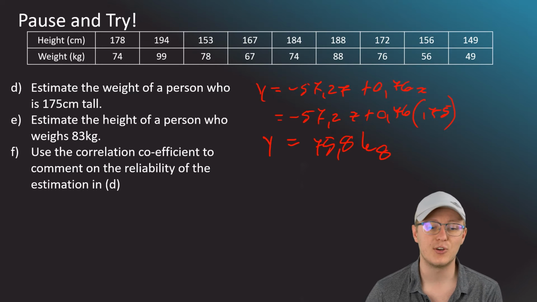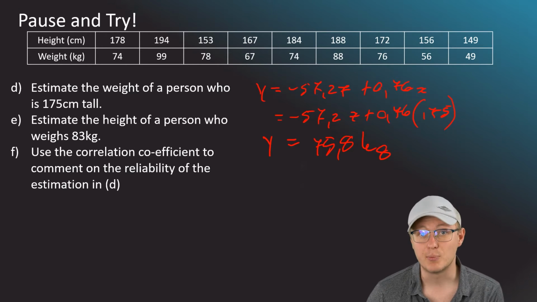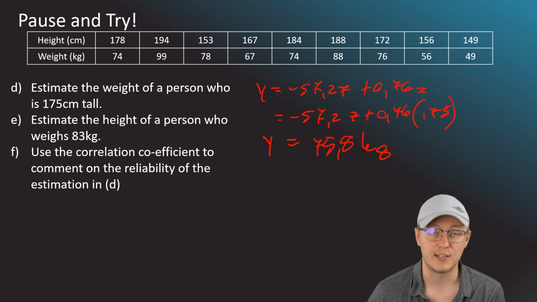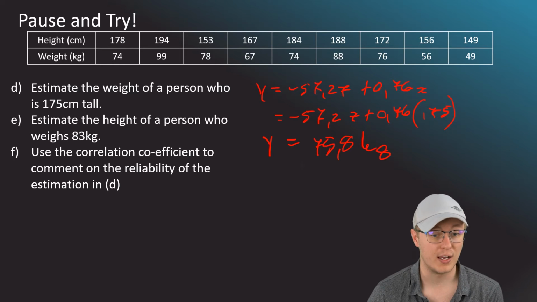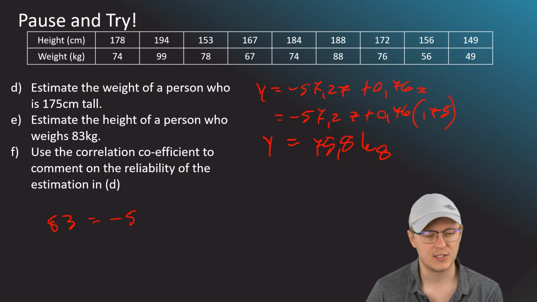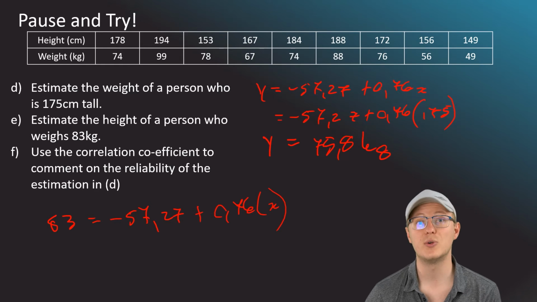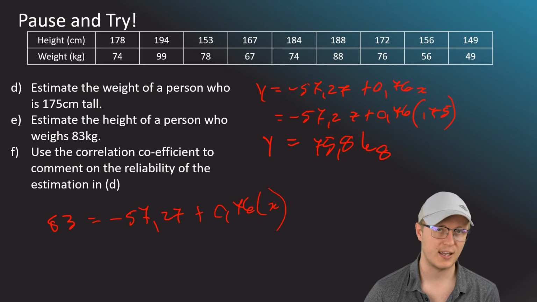Then we have to go and estimate the height of a person who weighs 83 kilograms. So now we're just going to substitute in for y instead of for x, because we know that weight is our y variable. So 83 is equal to the negative 57.27 plus the 0.76 times the x, and now we just need to isolate the x.